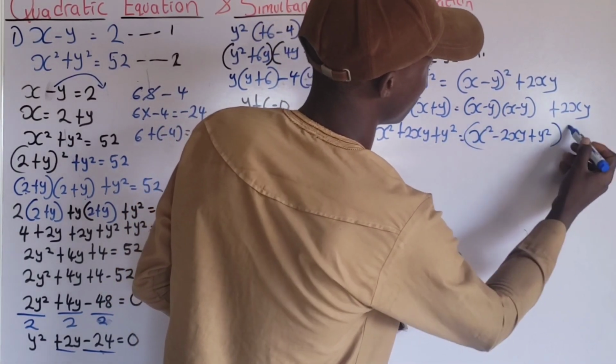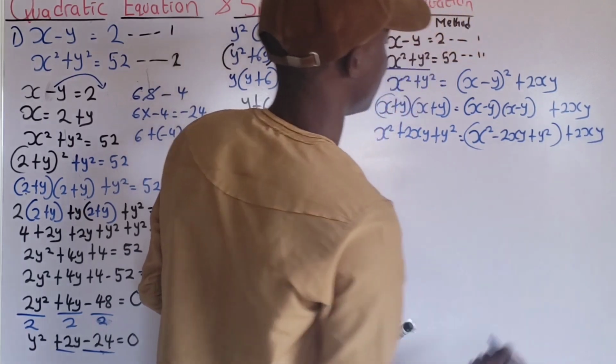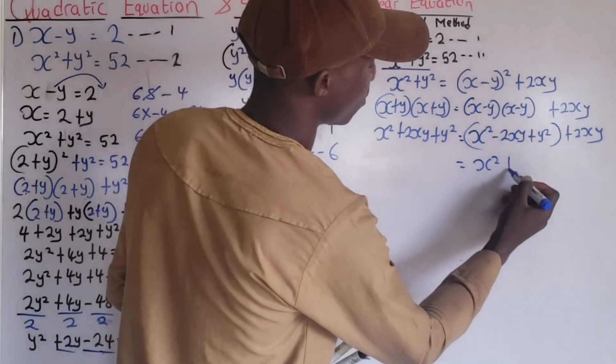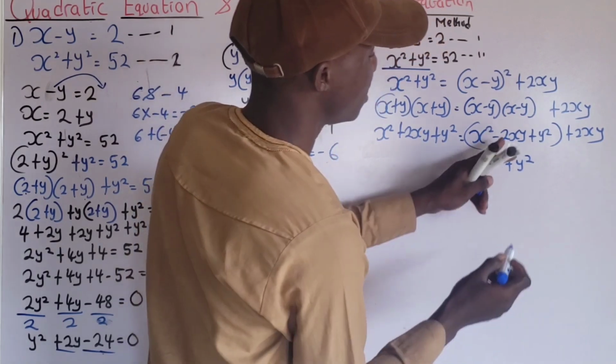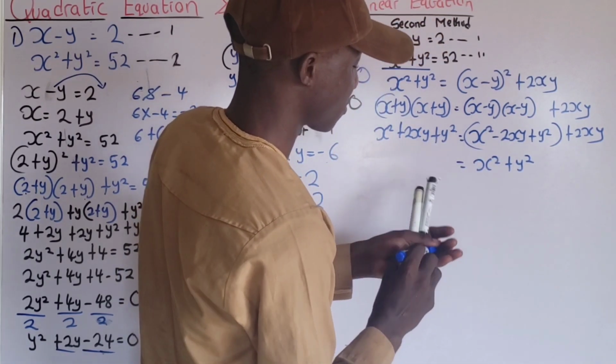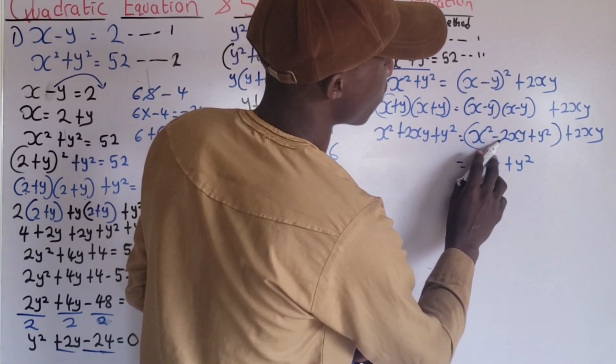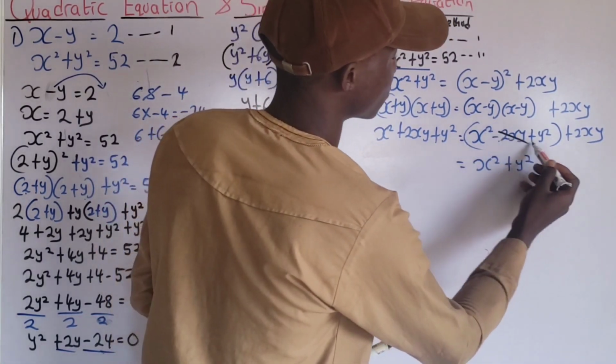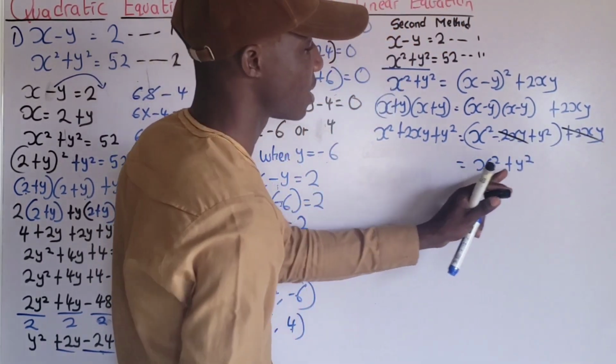Plus 2xy. Now, please pay attention. Here I'm going to have x squared plus y squared. Now, this negative 2xy will be cancelled by this positive 2xy. Hope you know that. So this will cancel this. So I'm left with what? x squared plus y squared.